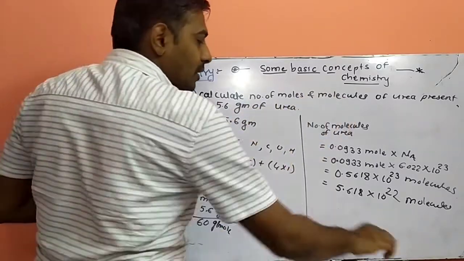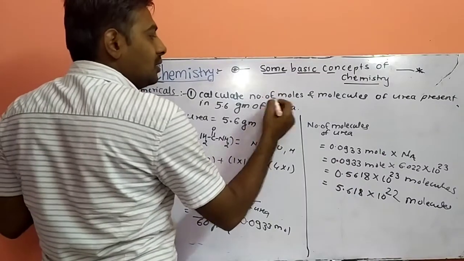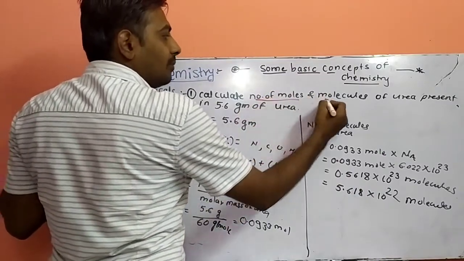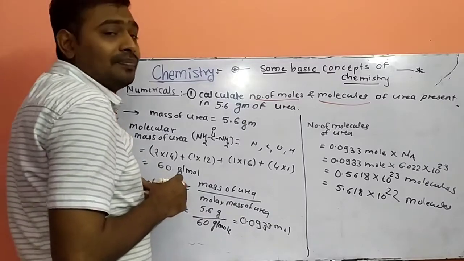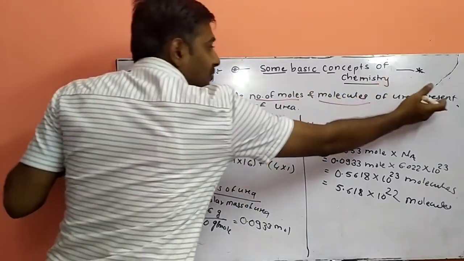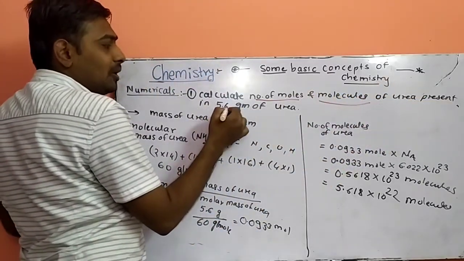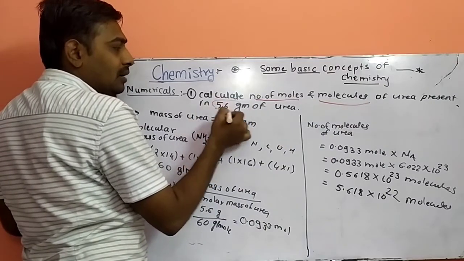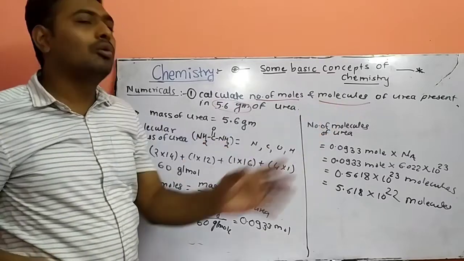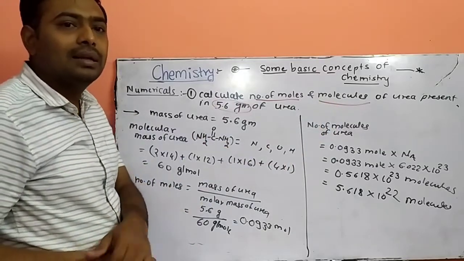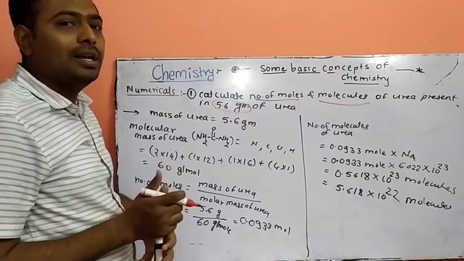Very important: what do we have to calculate? These are the two terms. First, calculate the number of moles, and second, calculate the number of molecules of urea. Calculate the number of moles and molecules of urea present in 5.6 gram of urea. That means 5.6 gram contains how many moles and how many molecules. We have to calculate that with the help of numericals.